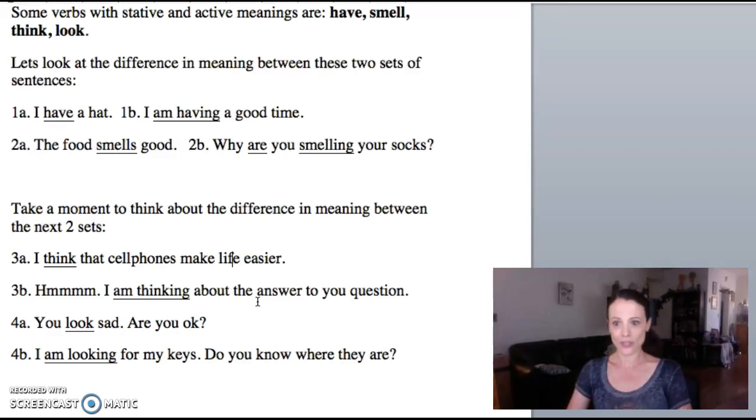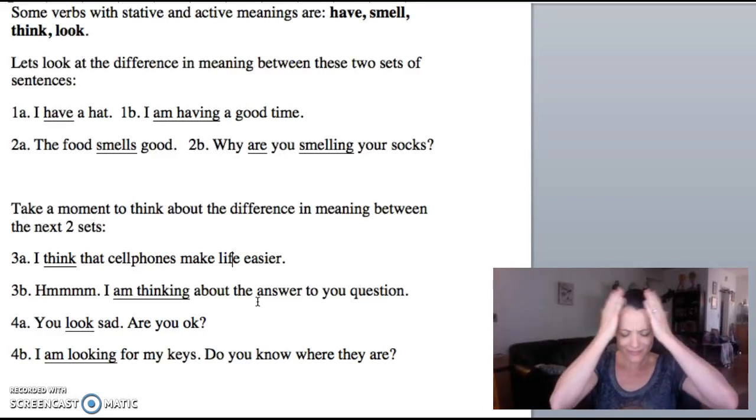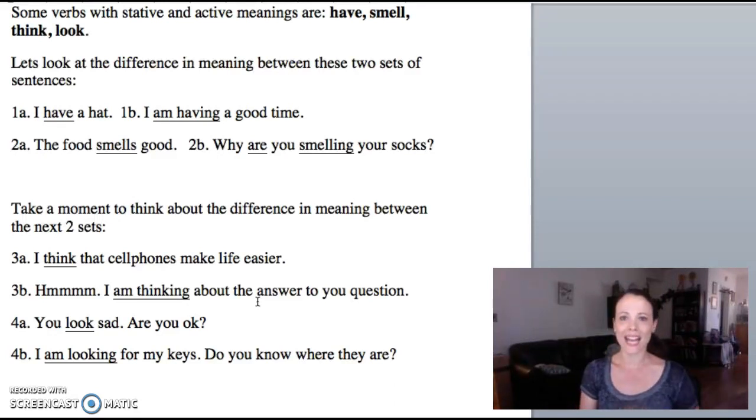So in the case of 3A, I think is more like I believe. It's my opinion. It's my opinion that cell phones make life easier. That's the stative meaning of think. In B, I'm using my brain. I'm thinking about the answer. I'm doing an activity.